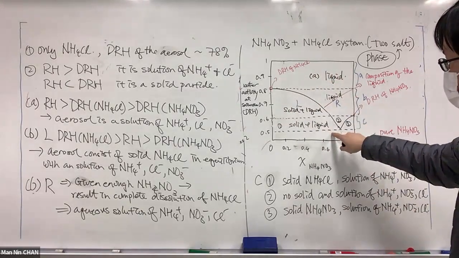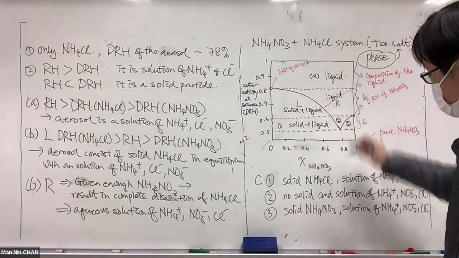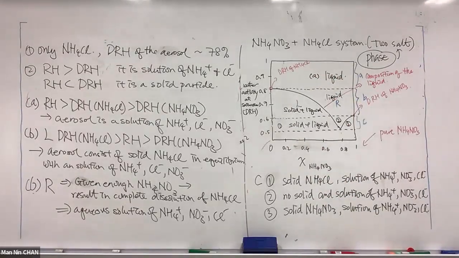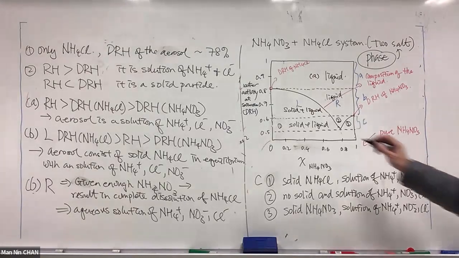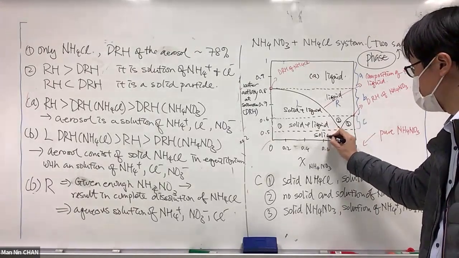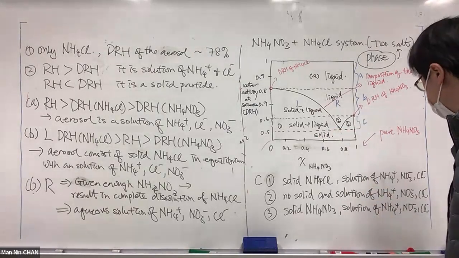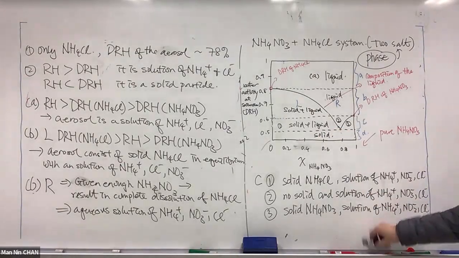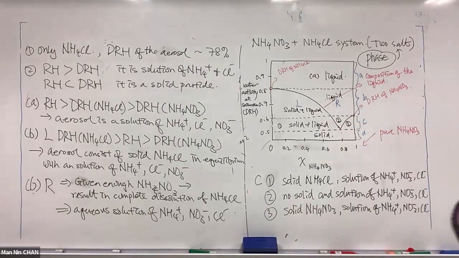Of course, below this point, about 50%, you only have the solid here. So in this case, in region D, if the RH is low enough, then you just have the solid.